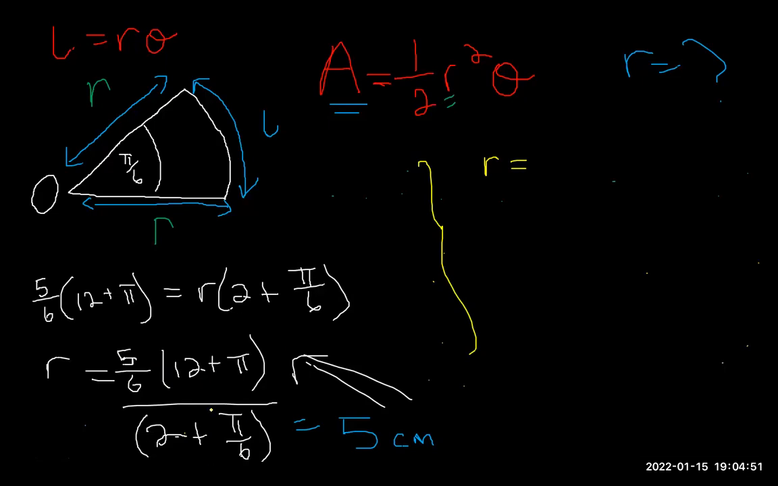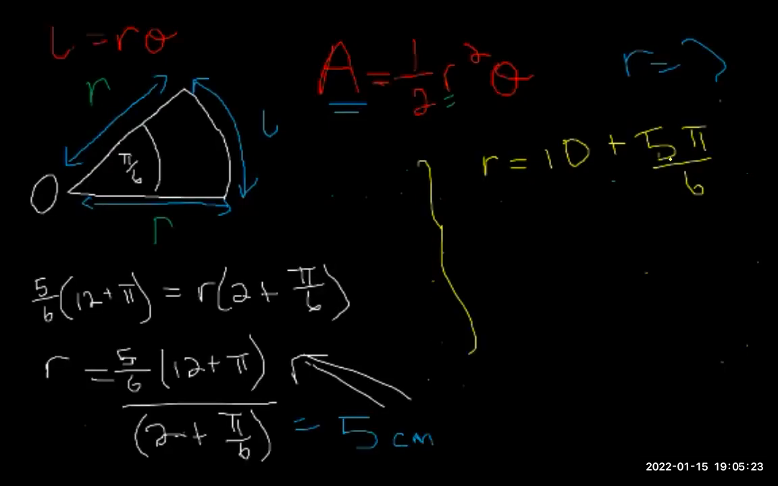If you don't want to do that, you could make a single fraction. So what do I mean by that? If I expand these brackets, 5 on 6 times 12 is going to give me 10, because 5 times 12 is 60, and 60 divided by 6 is 10. Plus 5 times pi on 6, I can write that as 5 pi on 6. But like I said, if you don't want to leave it like this, make a single fraction.